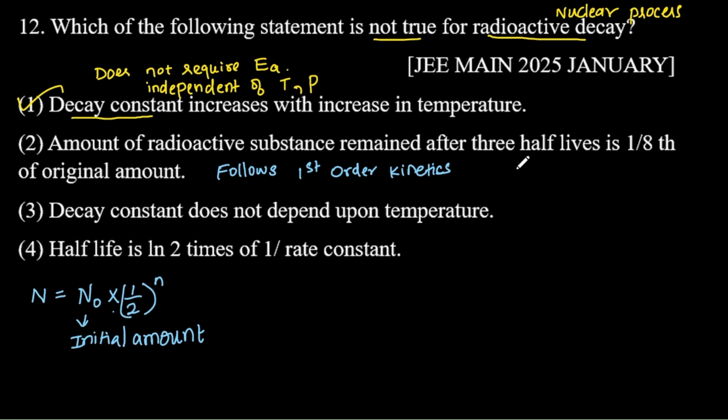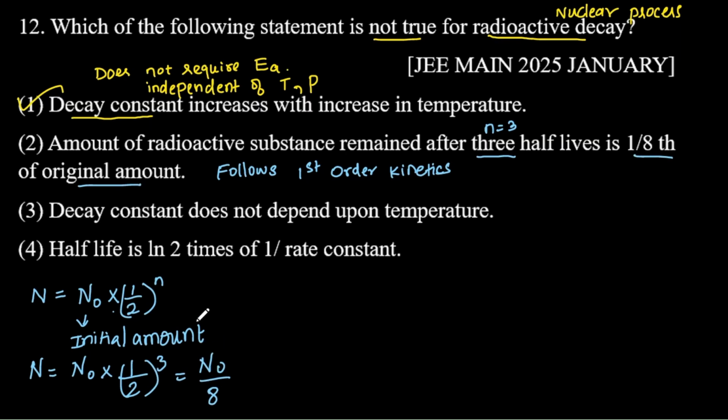Here n stands for the number of half-lives. Here n equal to 3. So the amount of substance equals the initial amount into 1/2 power 3, which is nothing but N naught divided by 2 power 3, that is 8. So it is 1/8 of the original amount. So it is correct. The decay constant does not depend upon temperature. The third statement is also correct.